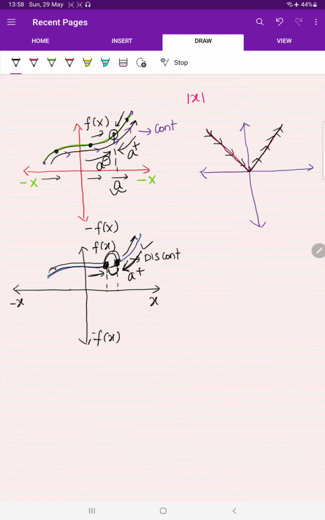What is the conclusion? The left hand side limit and the right hand side limit will not give you the same answer, because they are different points. There is no continuity, that's why we call it discontinuity. So now, how to define this?